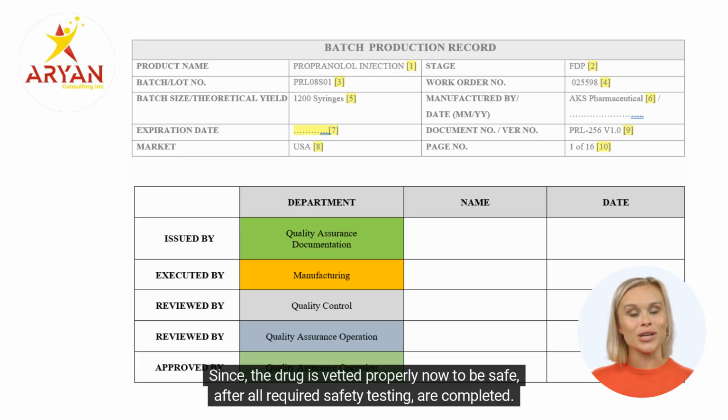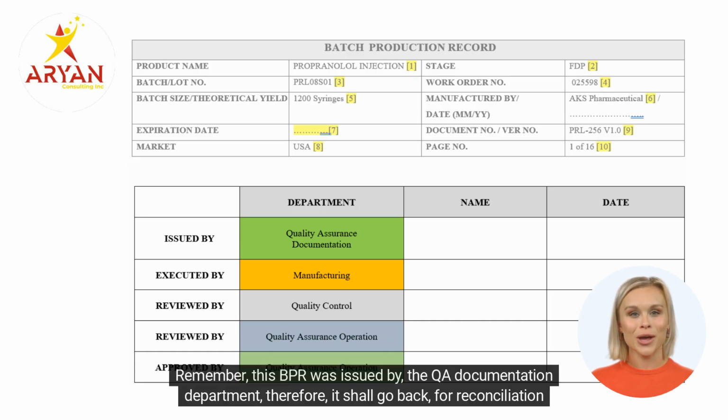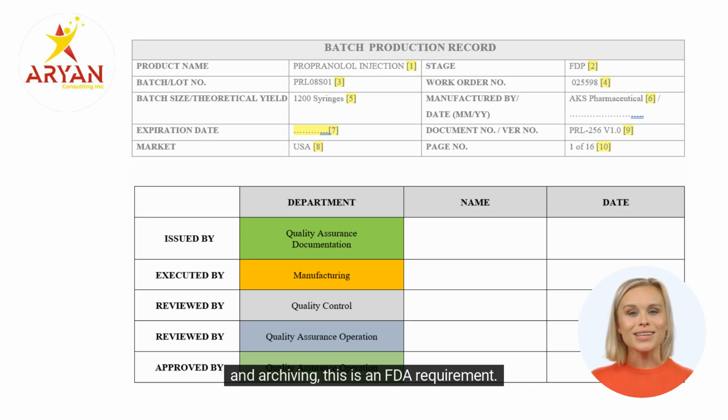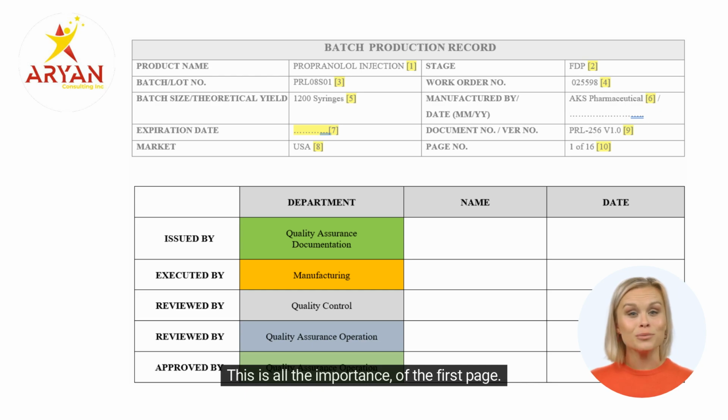Since the drug is vetted properly now to be safe, after all required safety testing are completed, this BPR would go to the QA department again for reconciliation. Remember, this BPR was issued by the QA documentation department. Therefore, it shall go back for reconciliation and archiving. This is an FDA requirement. This is all the importance of the first page.